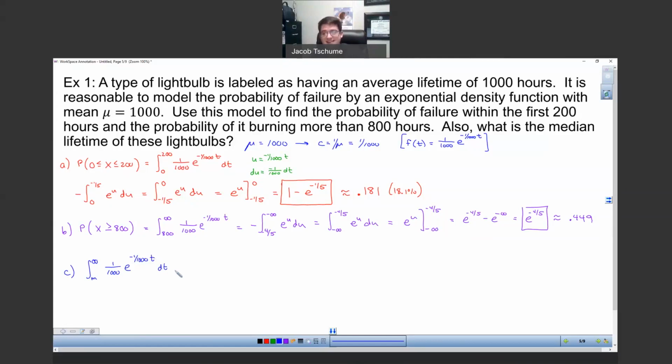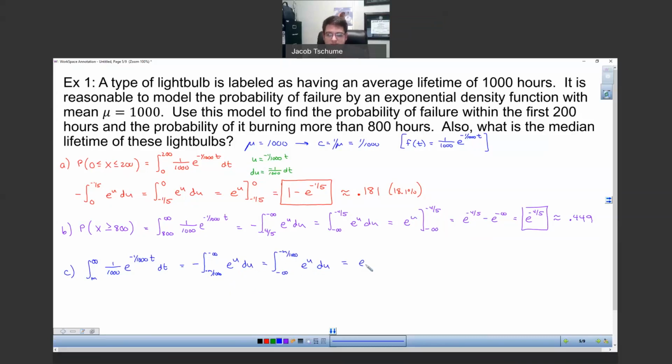Once again, it's the exact same u substitution for the third time. That's the nice thing about these multi-part questions. So if I do the exact same u substitution, this would be the negative of the integral. Now you have to change your parameters again. So it would be negative m over 1,000, and then to the negative infinity of e to the u du. I know negative infinity has to be the smallest number, so I can flip my parameters again and go from negative infinity to negative m over 1,000 of e to the u du.